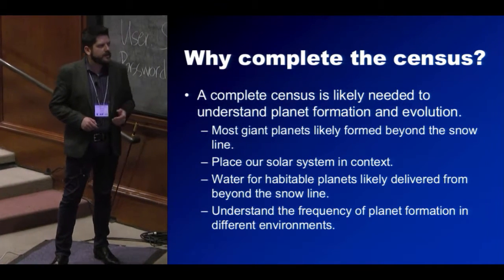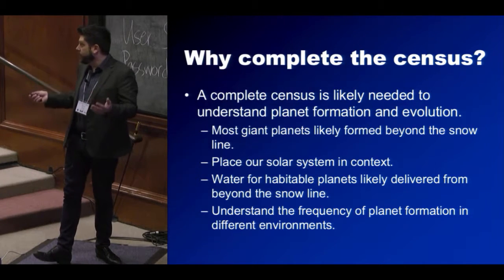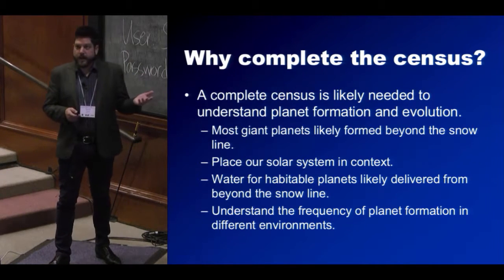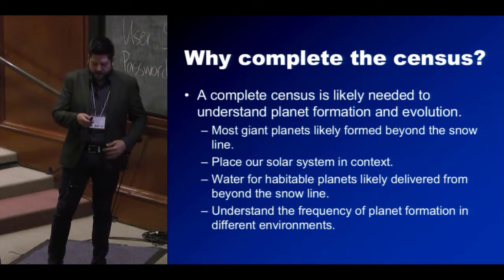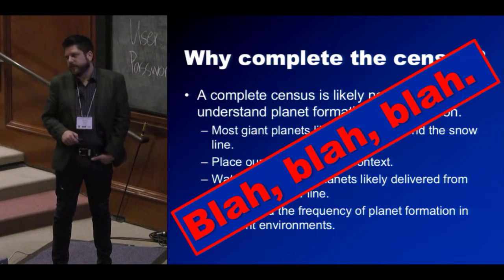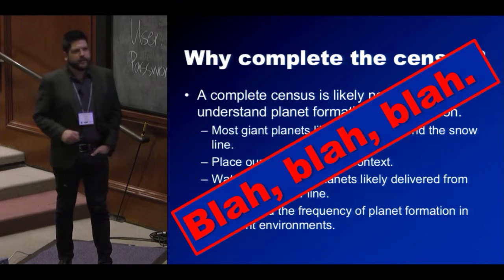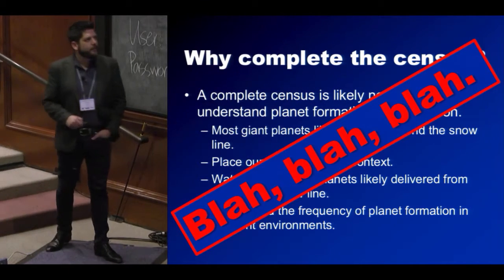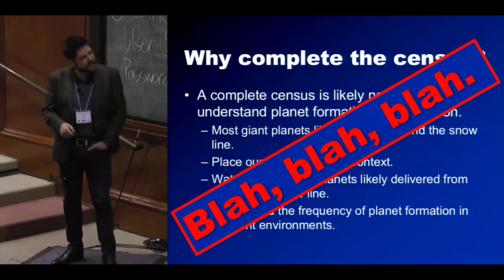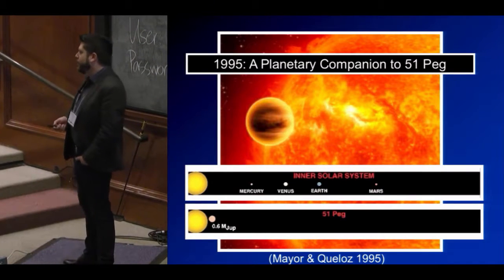And we'd just like to understand the frequency of planet formation in different environments, like the galactic bulge, which microlensing is sensitive to, which very well might have a different planet frequency because of a different formation history. So those are all good theoretical reasons, but any good exoplanet observer knows that they shouldn't rely on theoretical reasons to justify their surveys. The real reason why we want to do this is this, of course.